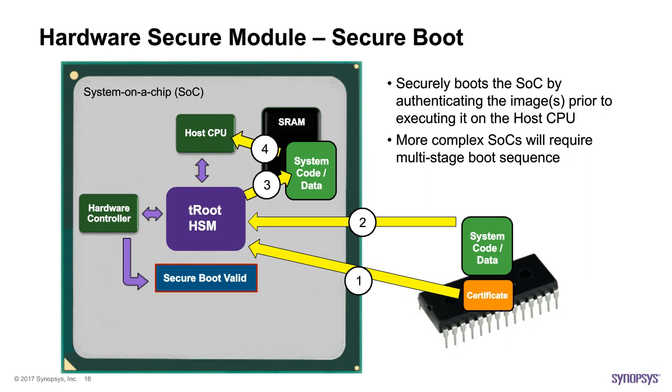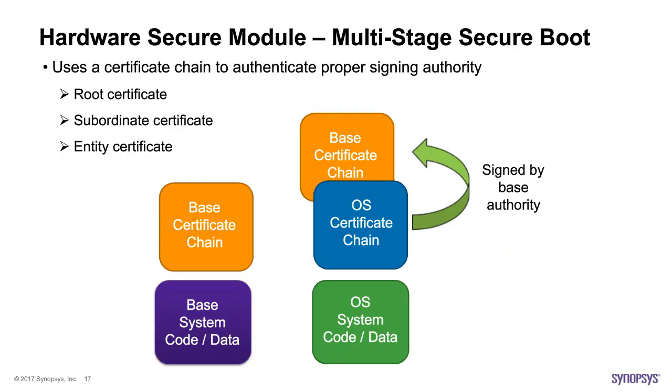Now, we could take this a step further and support a secure boot verification structure for a multi-stage boot sequence. So instead of one certificate, you can have a certificate chain that will consist of a root certificate, one or more subordinate certificates, and an entity certificate. Without going into detail, each certificate represents an owner, where the certificate above, which is called the parent certificate, signs the certificate below. A chain of certificates is a representation of different owners. So in this example, the base certificate owns the base code and data. For example, these could be drivers for the different peripherals in your SoC. The base certificate signs the OS certificate, which allows the OS code to run on the SoC.